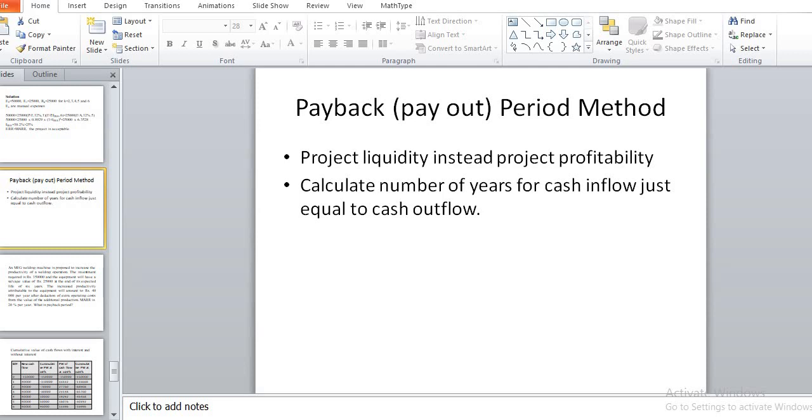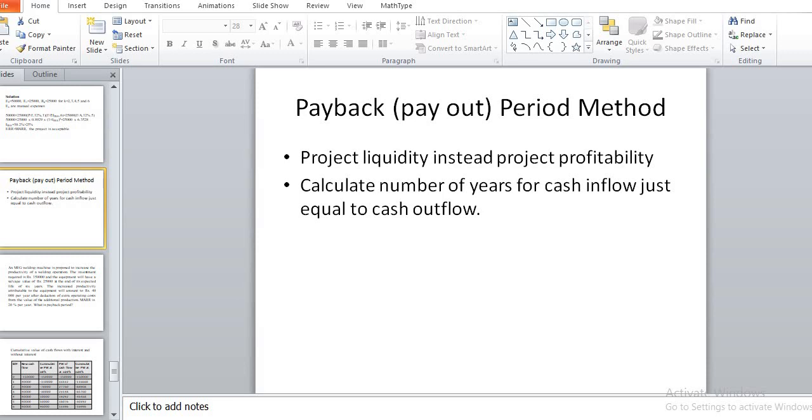Now this is the next method of project evaluation. This method is called the payback or payout period method. In this method, we calculate at what time, or in how much period of time, the investment is recovered again for a particular project.